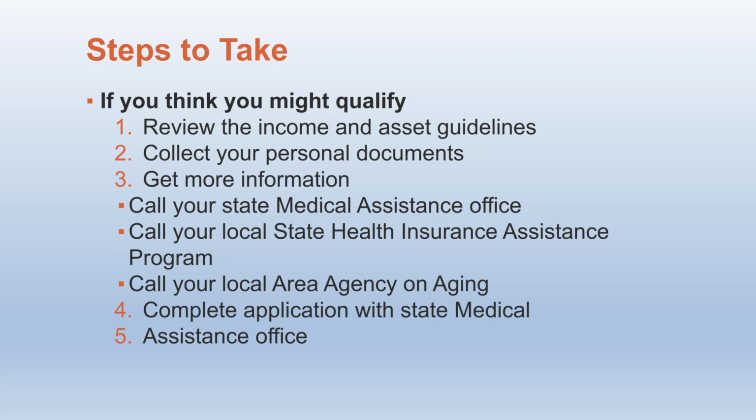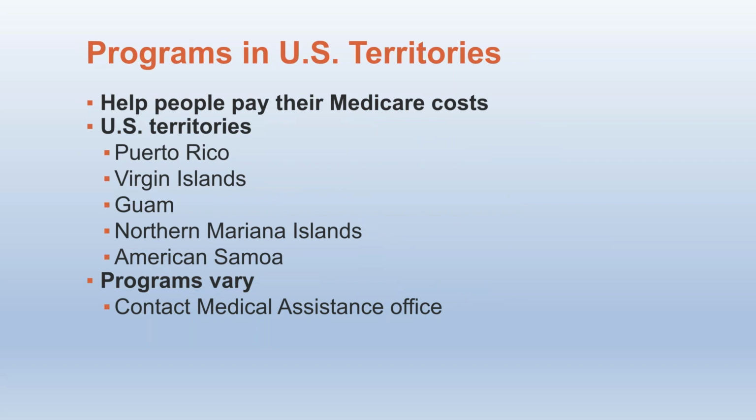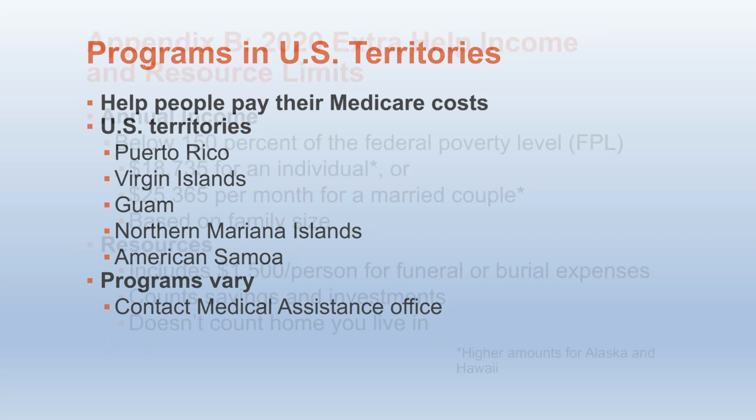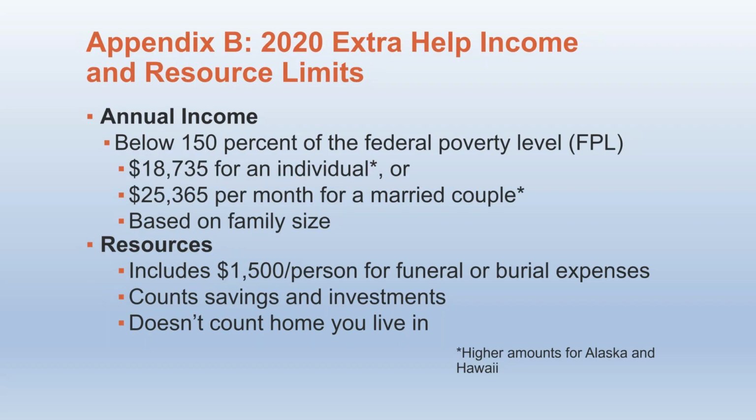There are programs in the following U.S. territories: Puerto Rico, Virgin Islands, Guam, Northern Mariana Islands, and American Samoa. Here are the income and resource limits for Extra Help. Please take a look. You can make a little bit more in Alaska or Hawaii, but if you think you qualify, it's worth pursuing.